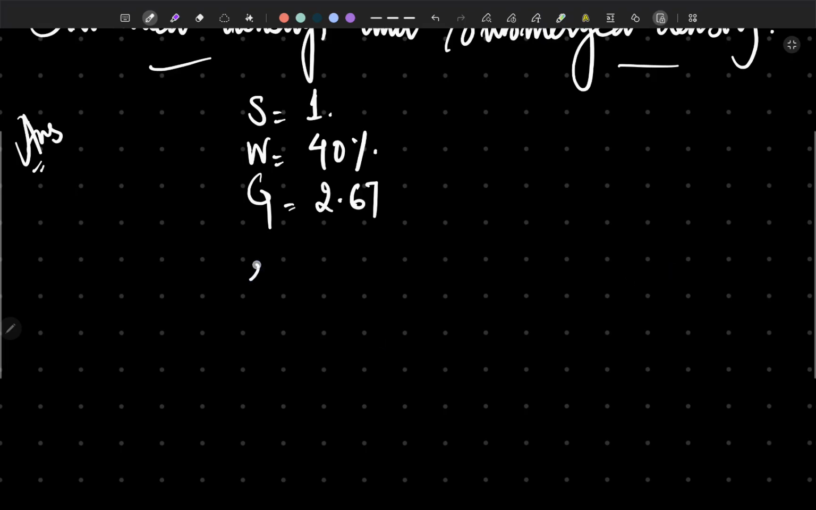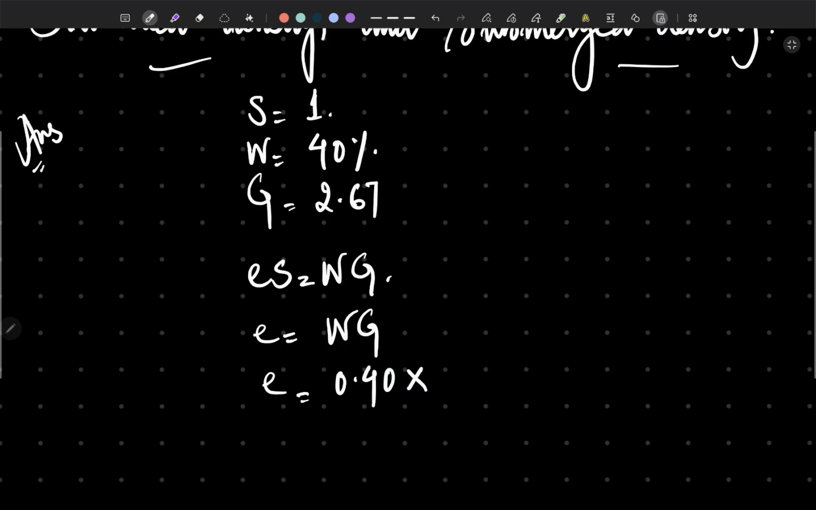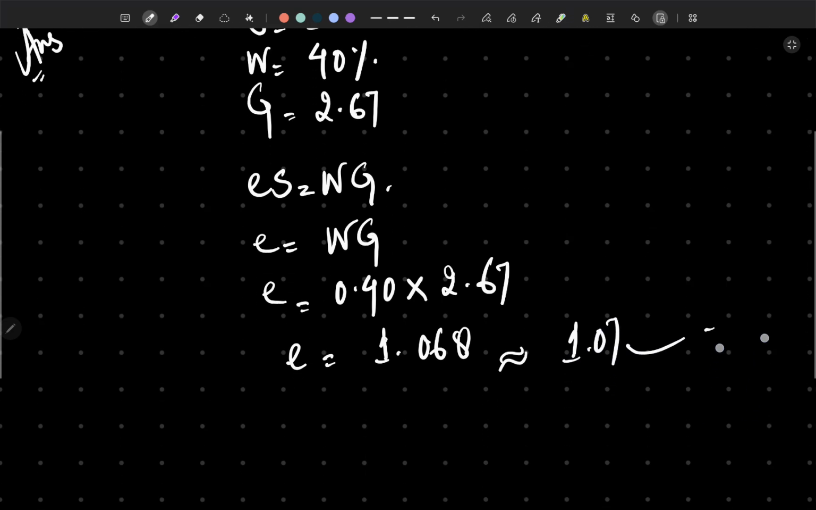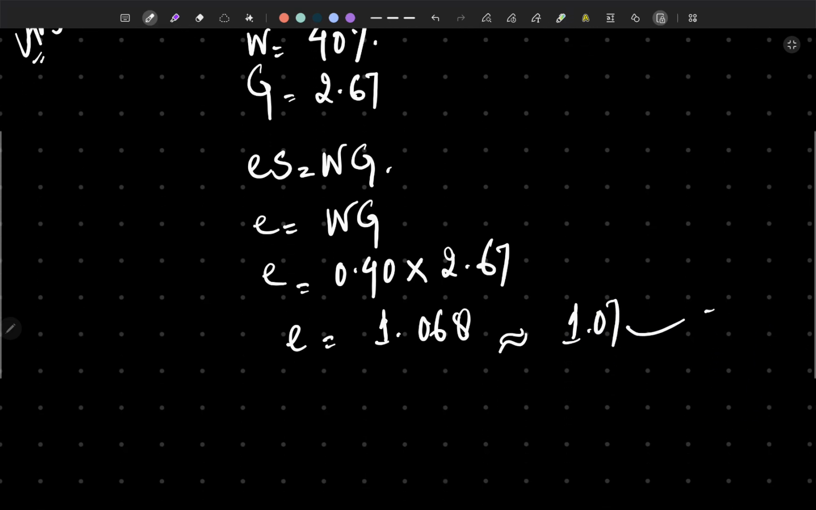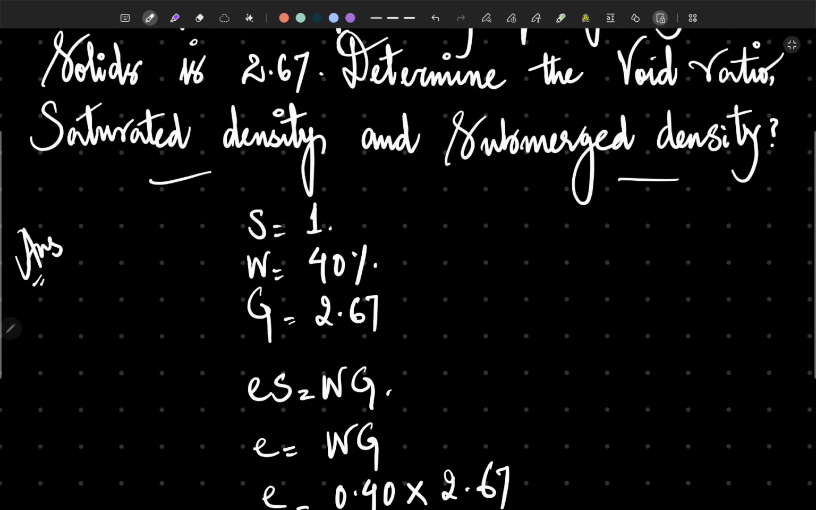As S is 1, we'll be using this equation. eS is equal to wG. That means e is equal to wG. e is 0.40, 40% is the water content, and G is 2.67. Upon calculating, e is equal to 1.068. So approximately I can take it as 1.07. So the first part is completed. We have found out the value of void ratio.